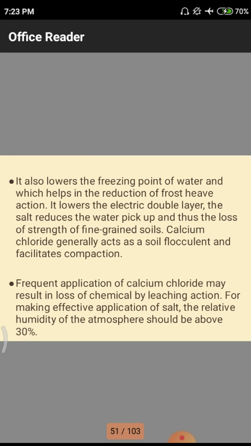Next one, it also lowers the freezing point of water, which helps the reduction of frost heave action. Normally, freezing and thawing effects. Freezing means whenever the water content present in the soil, due to cold climatic areas, automatically the water will freeze at negative temperatures, and the water will be staggered below the earth surface, and those will cause some quantity of obstructions, which causes inadequate conditions. This helps to reduce the frost heave actions, so if there is a calcium chloride layer, automatically the freezing also decreases, and frost heave conditions are also very helpful for taking further actions.